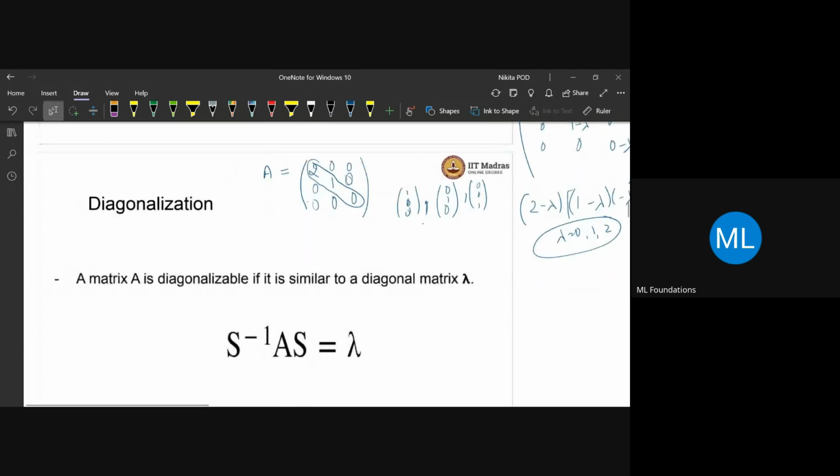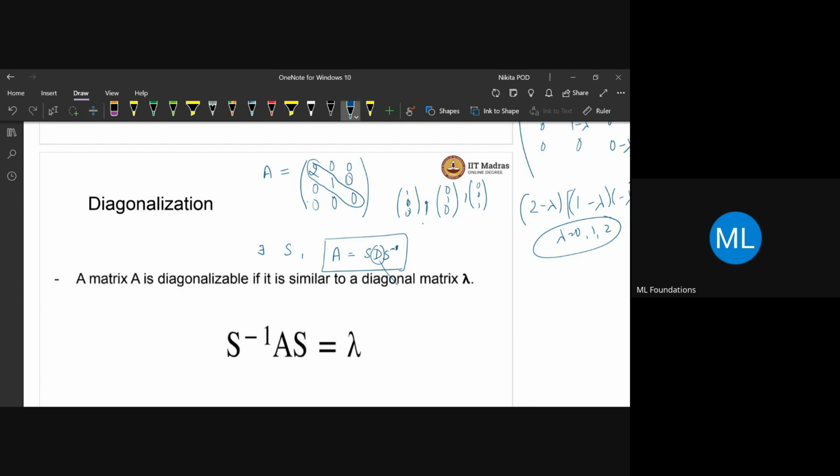So next we had diagonalization. When we say any matrix A is diagonalizable, if there exists an invertible matrix S such that you can write A as S D S inverse. Whenever you can find such an invertible matrix S, you can write A as S D S inverse. This D that is written over here is nothing but a diagonal matrix.